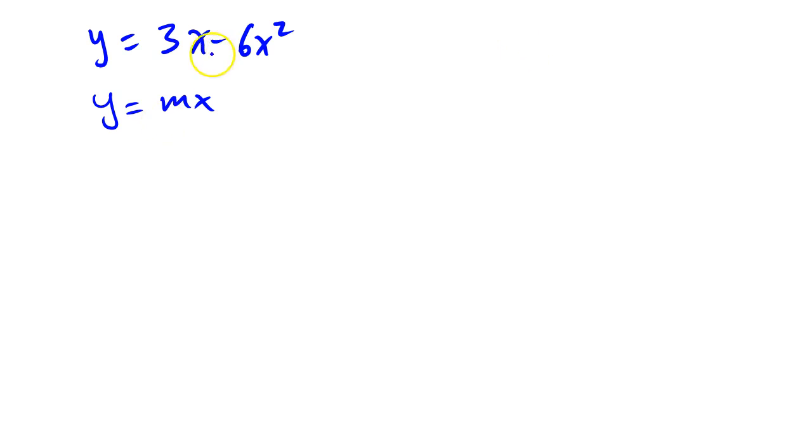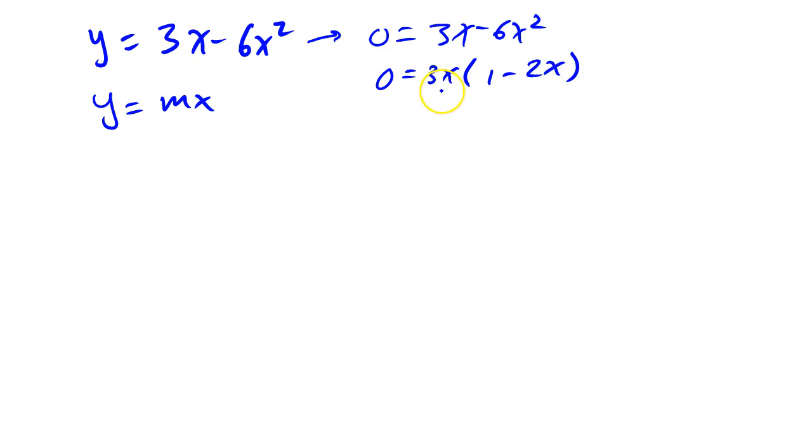Okay, so first of all, I noticed that if I set this thing equal to 0 to find the x-intercepts, I factor out 3x, and I've got 0 equals 3x times (1 minus 2x). So this tells me that either x equals 0, or this factor equaling 0 tells me that x equals 1/2. So the graph of this thing is a parabola opening downward because of that minus sign. It goes through 0, it goes through 1/2, and it's opening downward.